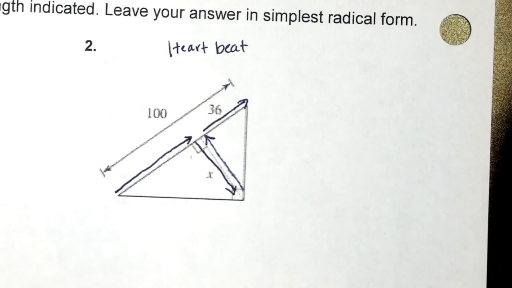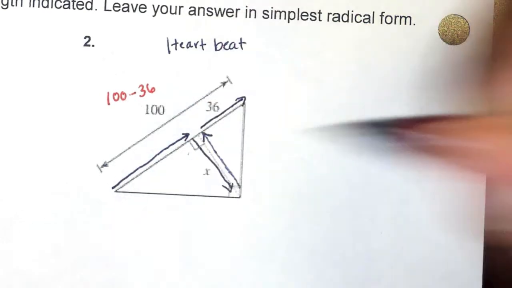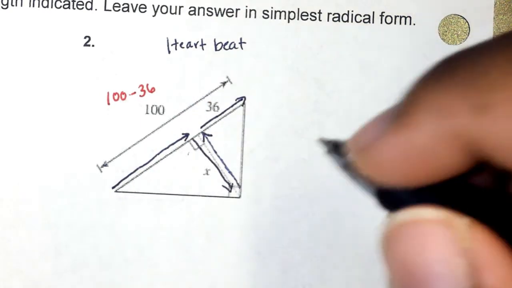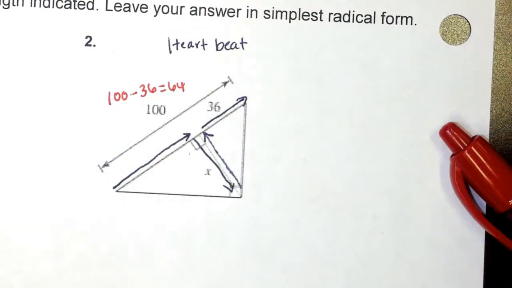By me drawing that should key something off to some of y'all. What do I need to do first? Juan, you don't see it? Jamal, what's up? Exactly. Say it louder though. Subtract 100 from 36. Why? Because I need this little length right here. And that's 64. So this length right here will be 64.